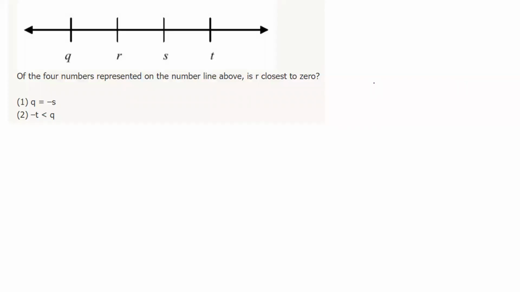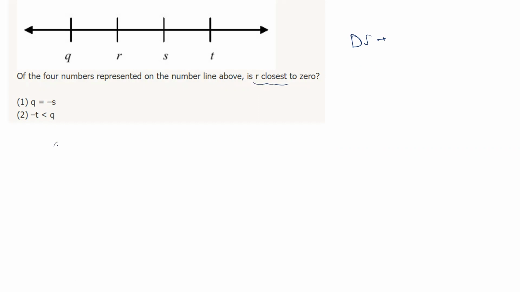Hi everyone, one more question from the DS part, and the topic is number line, or we can say the number system. If I talk about this particular question, they want to know whether R is closest to zero or not. It should be completely yes or completely no.